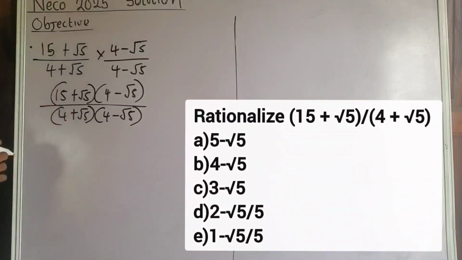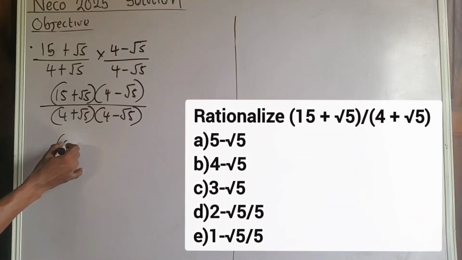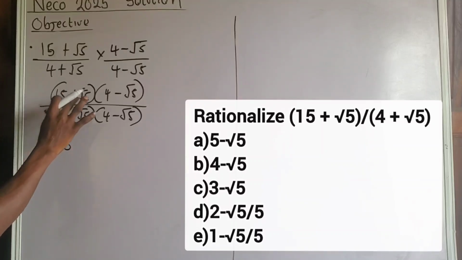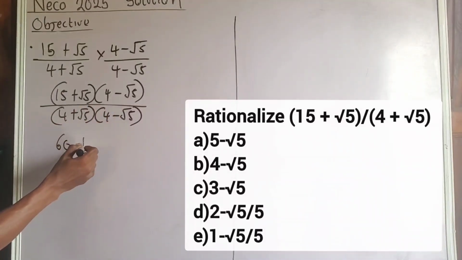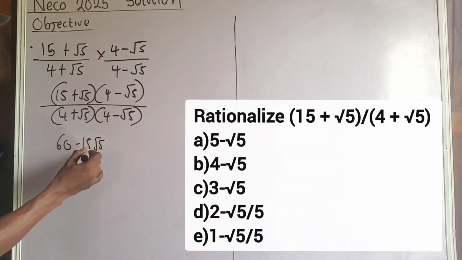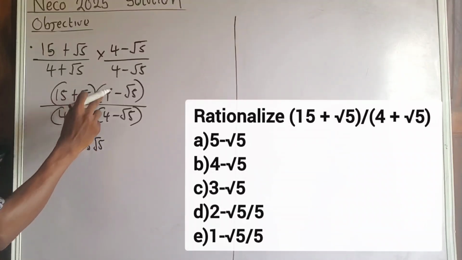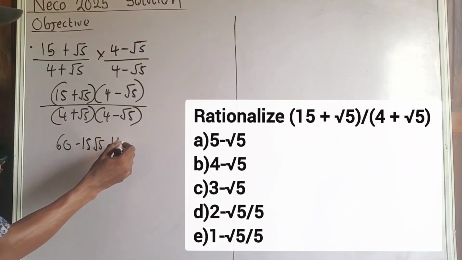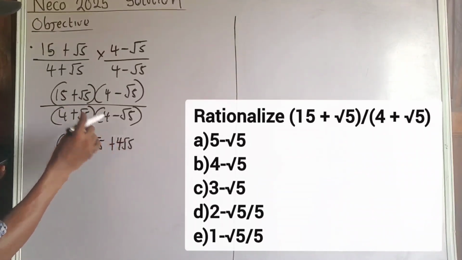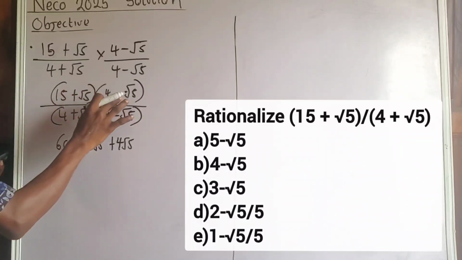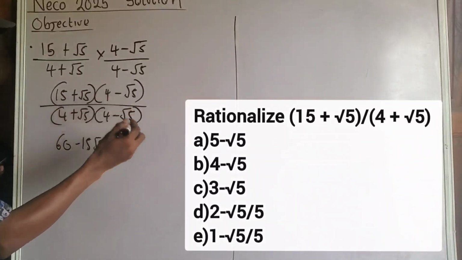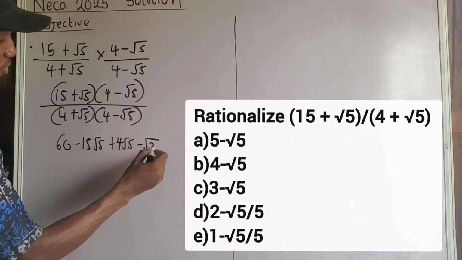Now 15, I'm coming. 15 times 4, that is 60. 15 times minus root 5, that is minus 15 root 5. Plus root 5 times 4, that is plus 4 root 5. Plus root 5 times minus root 5, that is minus root 25.